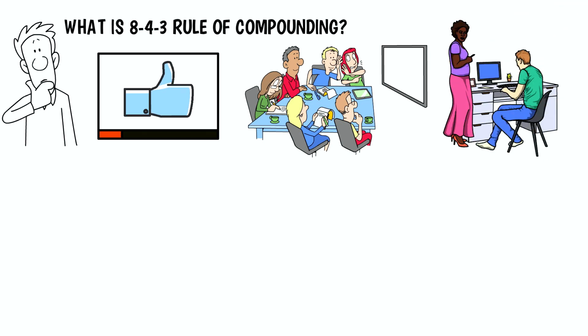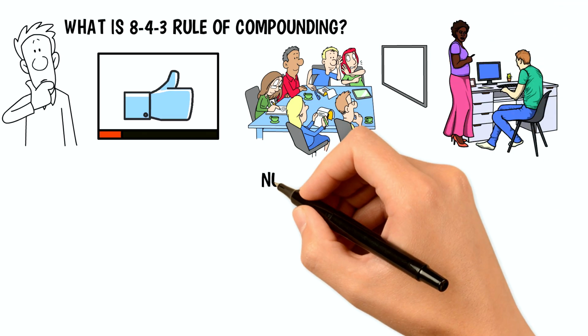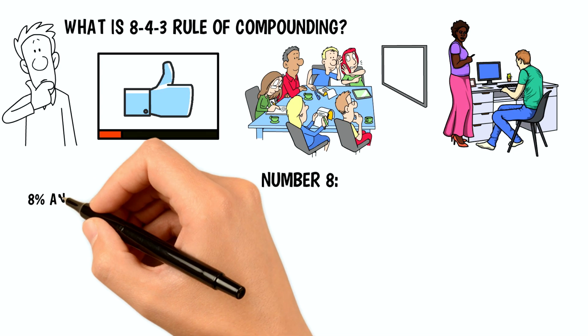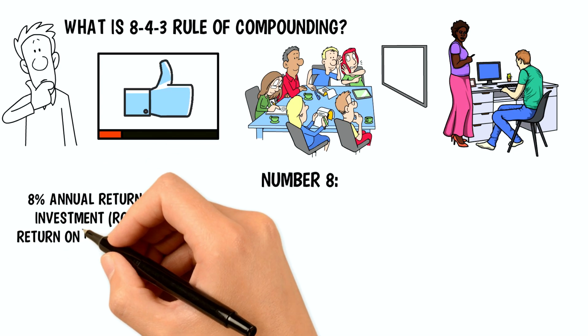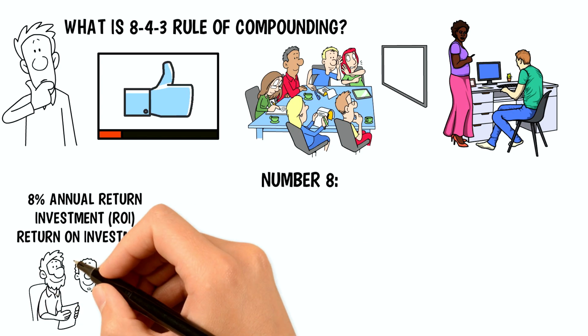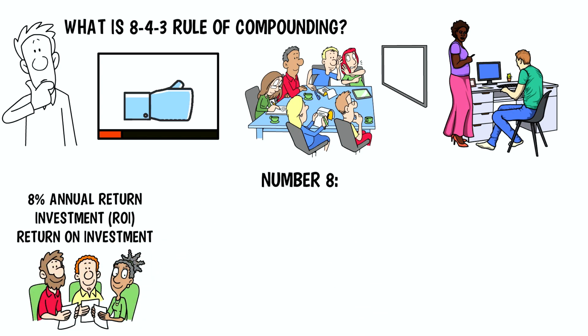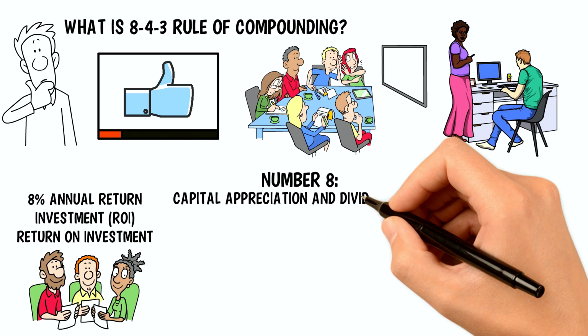Okay, now let's break down the 8-4-3 rule. So first of all, number 8. This represents an 8% average annual return on investment, ROI. This is a realistic target for many investors because it considers two factors: capital appreciation and dividends.